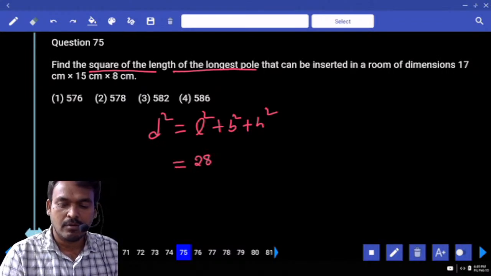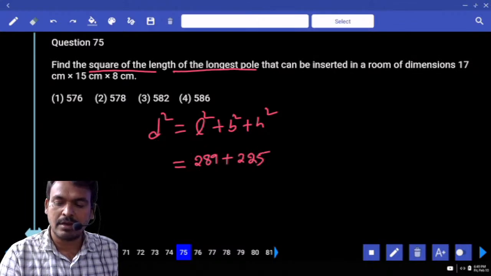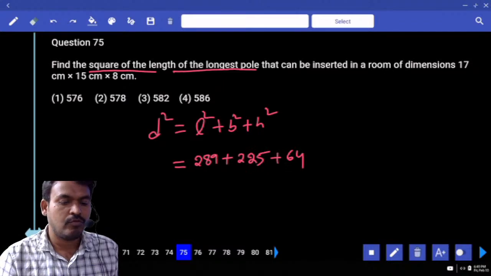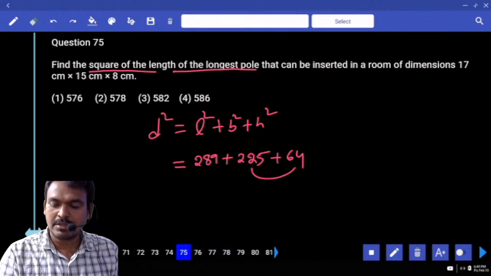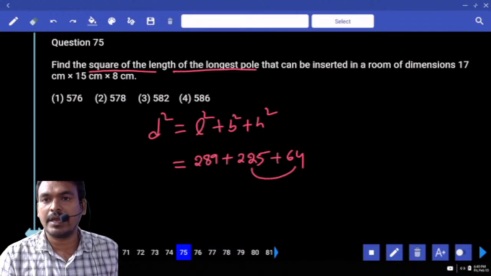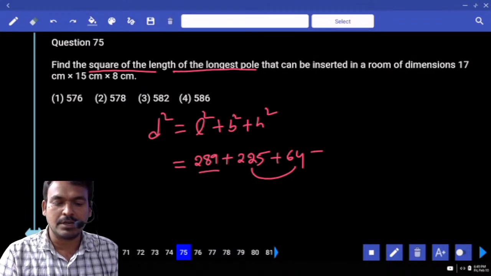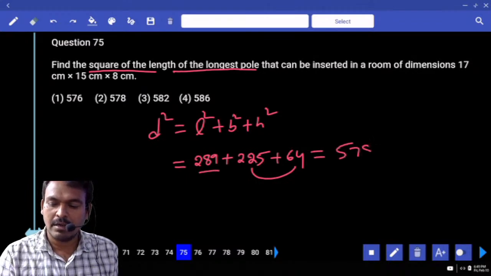What is the L square? 289. What is the B square? 225. What is the H square? 64. 225 plus 64 is 289. 289 plus 289 is 578.